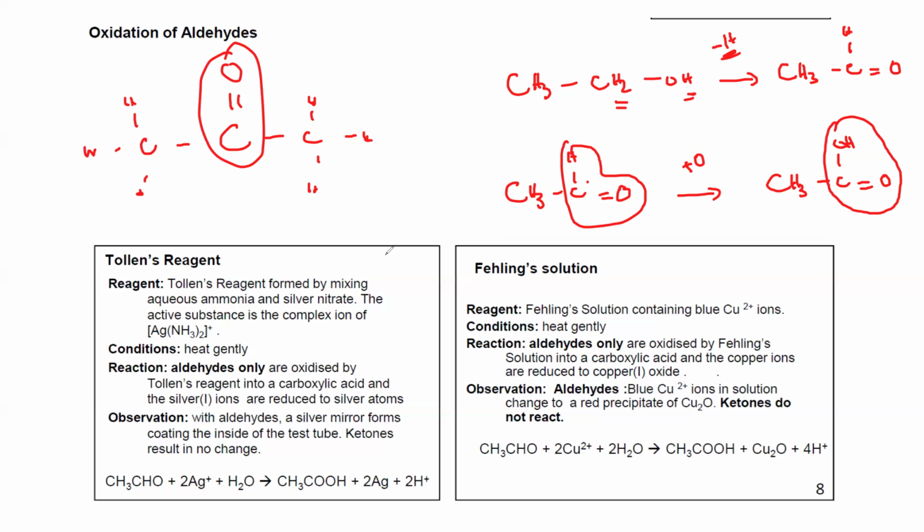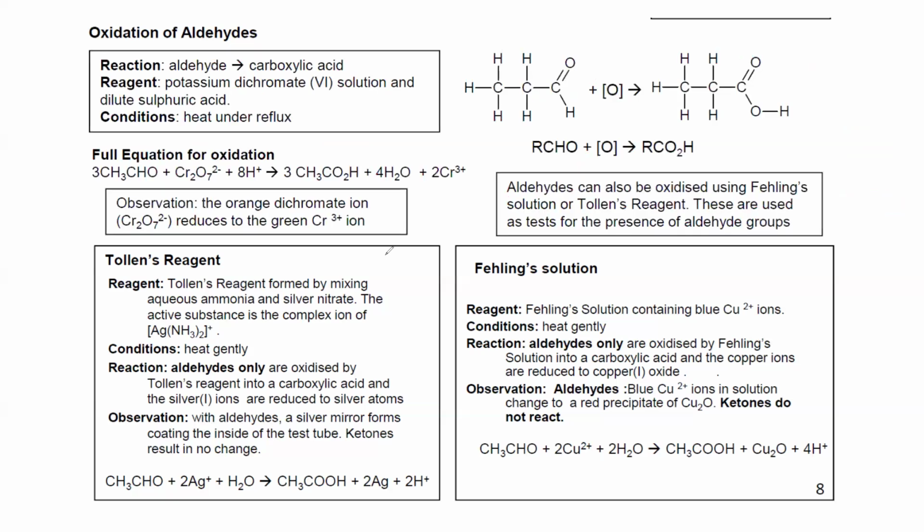So for students taking Cambridge, you have to learn the equations as well. But for EdExcel, just the observations, what will happen. Then we have Fehling's solution, which we can also use. So what is Fehling's solution? It contains a copper 2 ion. Copper 2 ion is blue in color.